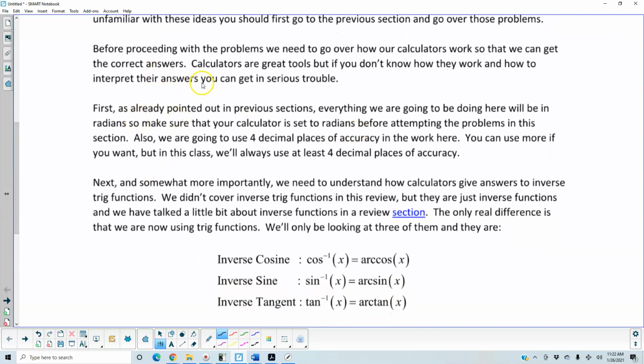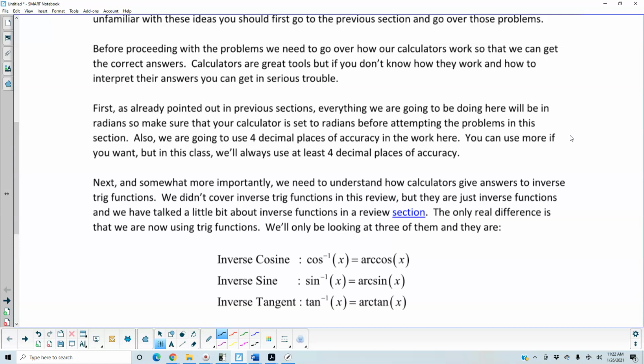Now, before proceeding with the problems, we need to go over how our calculators work so that we can get the correct answers. Calculators are great tools, but if you don't know how they work and how to interpret their answers, you can get in serious trouble. First, as already pointed out in previous sections, everything we are going to be doing here will be in radians, so make sure that your calculator is set to radians before attempting the problems in this section.